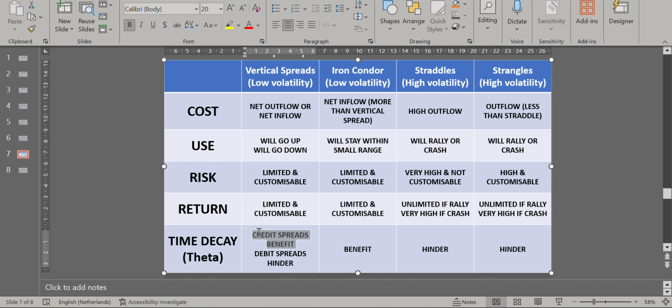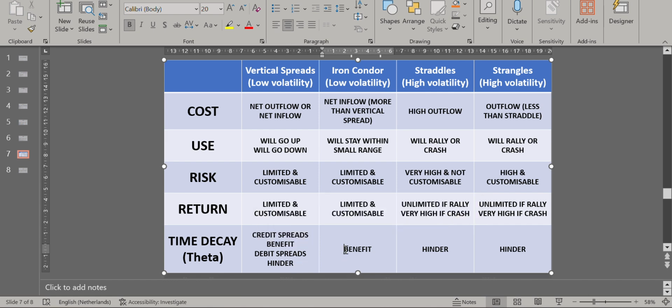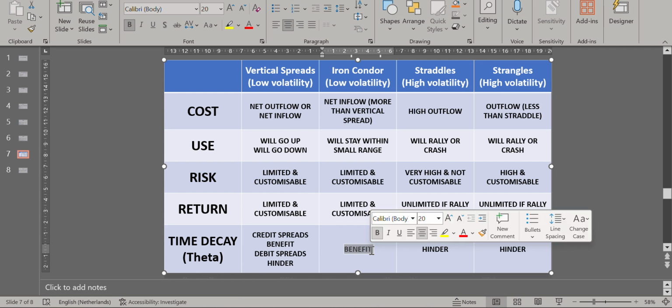In the credit spread, it doesn't need to. You simply profit by the stock either going in your favor or staying where it is, and so you simply pocket the premiums, and that's it. In the debit spreads, you need the trade to go in your favor. Iron condor is the same reasoning, because you receive a net premium. If nothing happens, if the stock stays where it is and all the options expire worthless, you pocket the net premium, so you benefit from time decay.